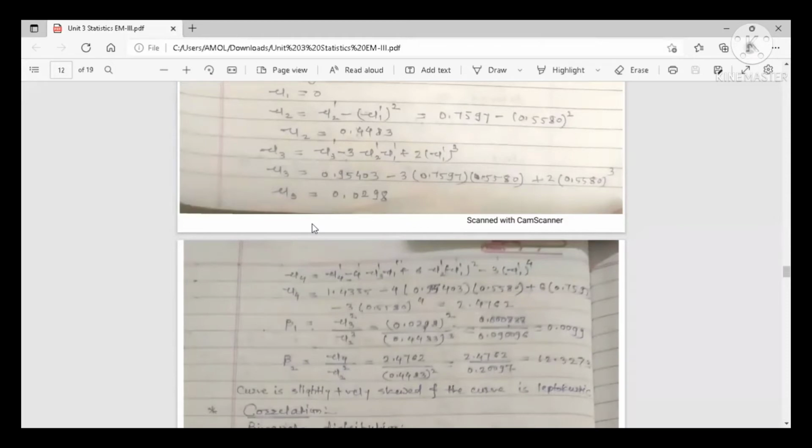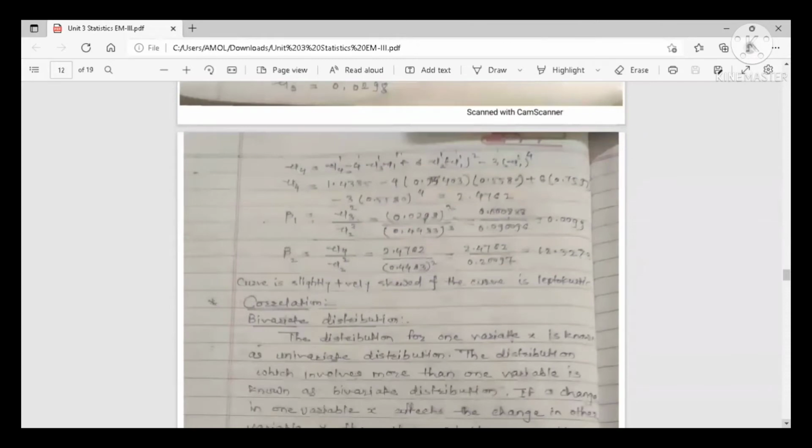The formula is there. You put the values of raw moments there only. You simplify it, and then you will get the value of mu3 and mu4. Mu3 is 0.0298 and mu4 is 2.4762. Okay. Now from central moments, you can find the values of beta 1 and beta 2.